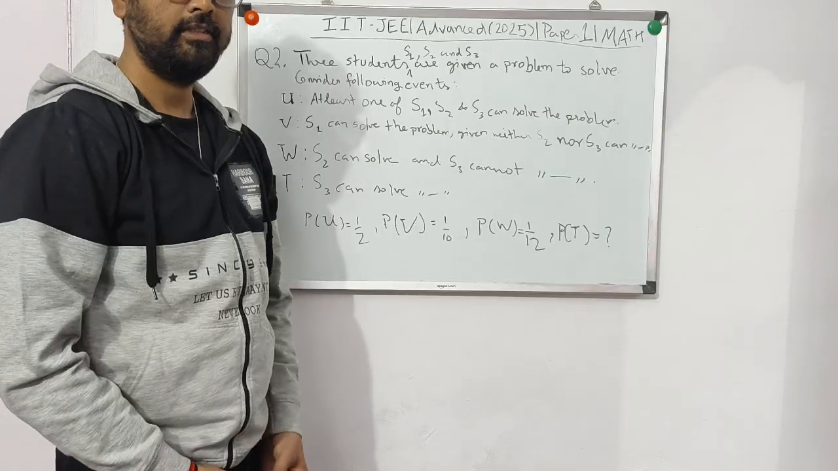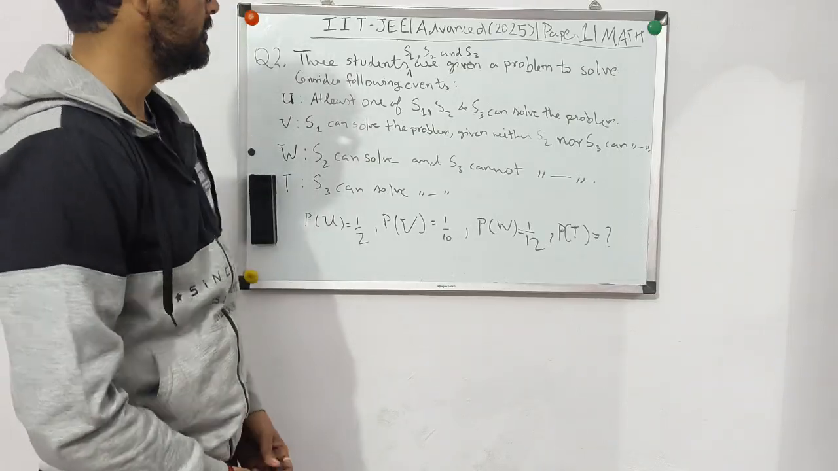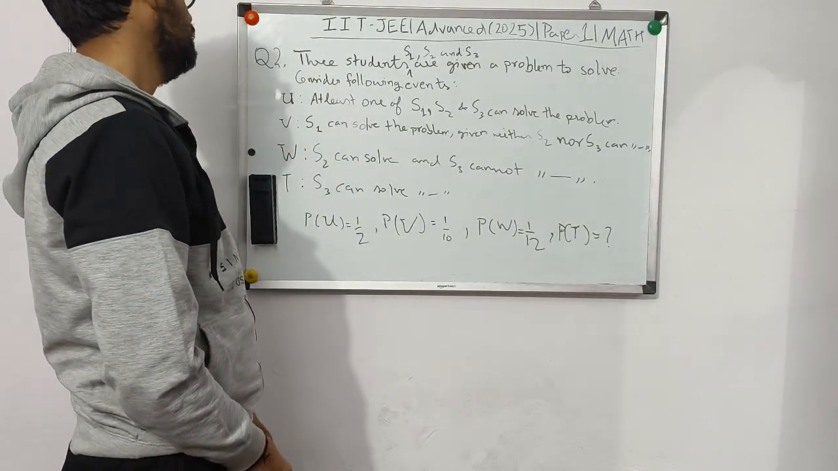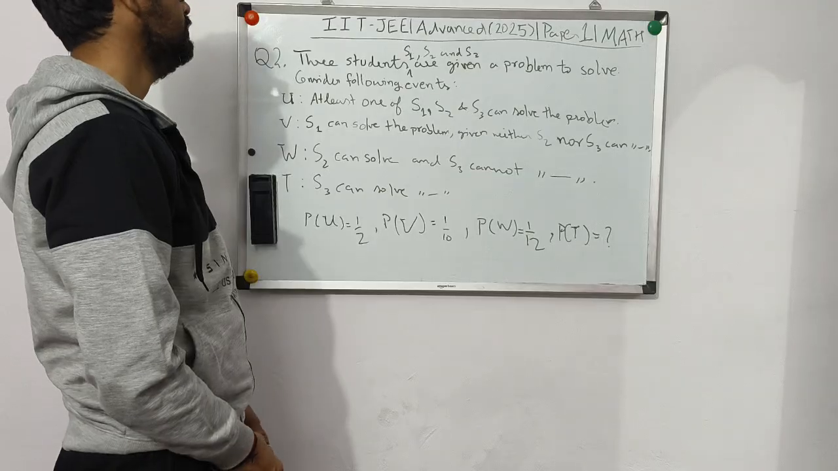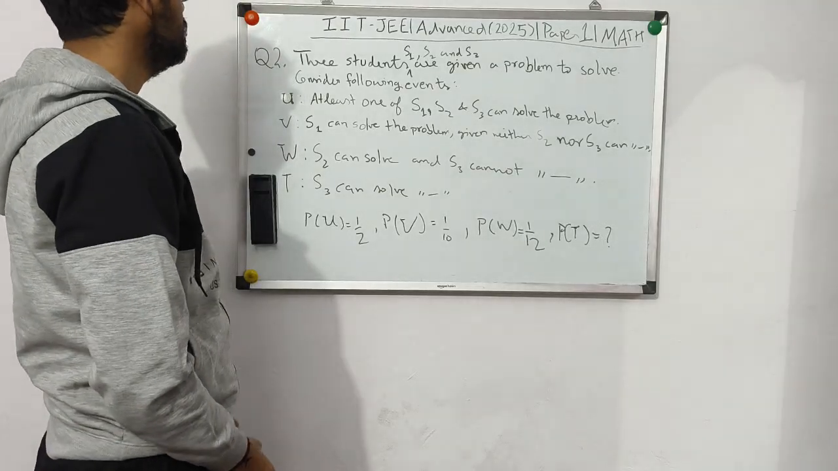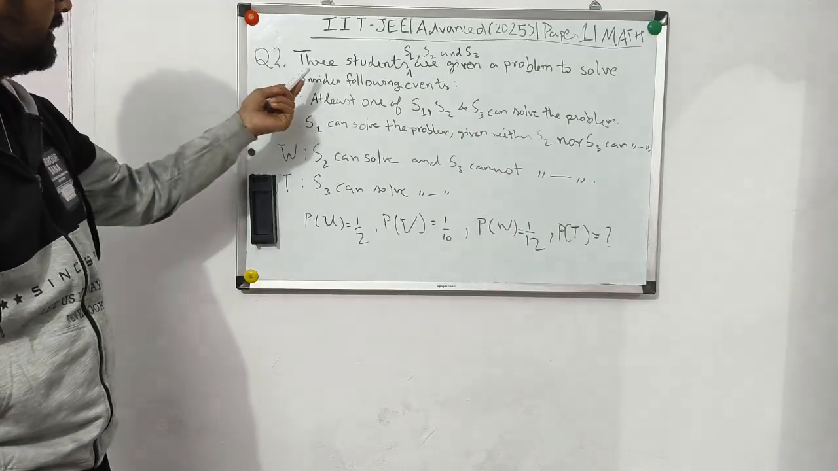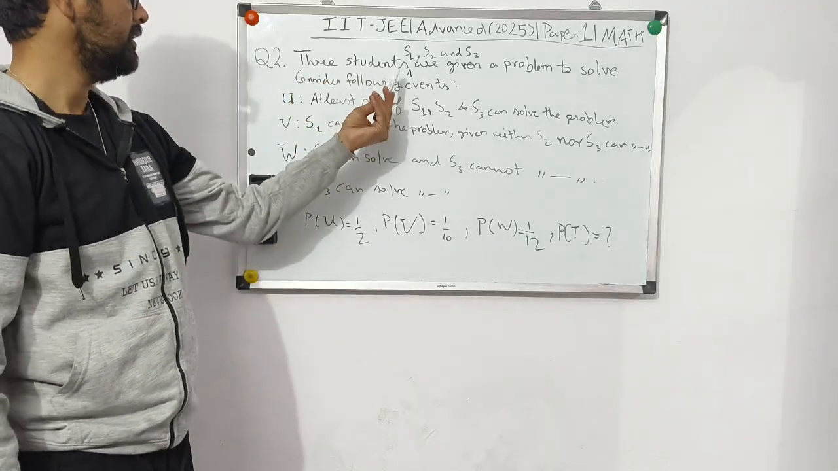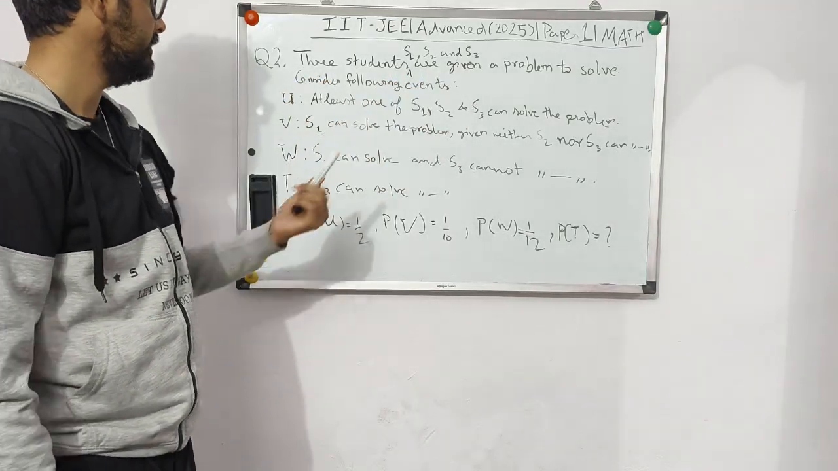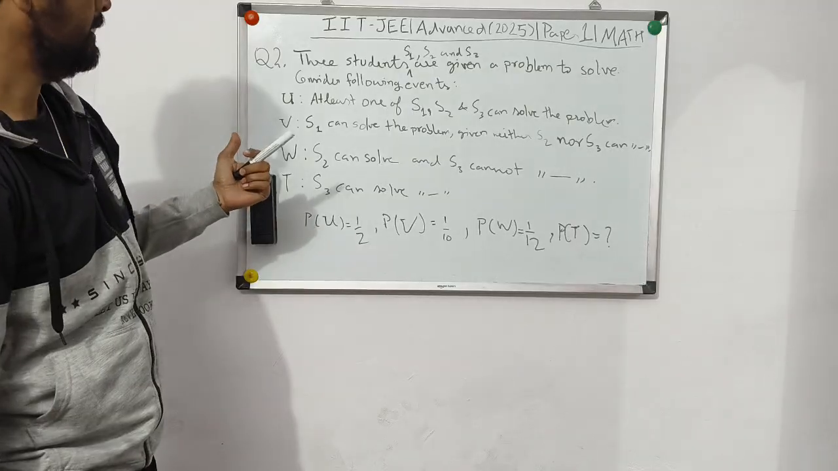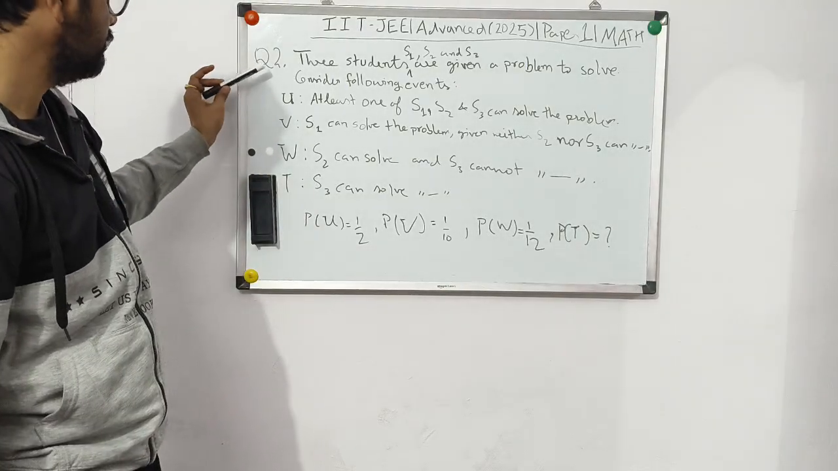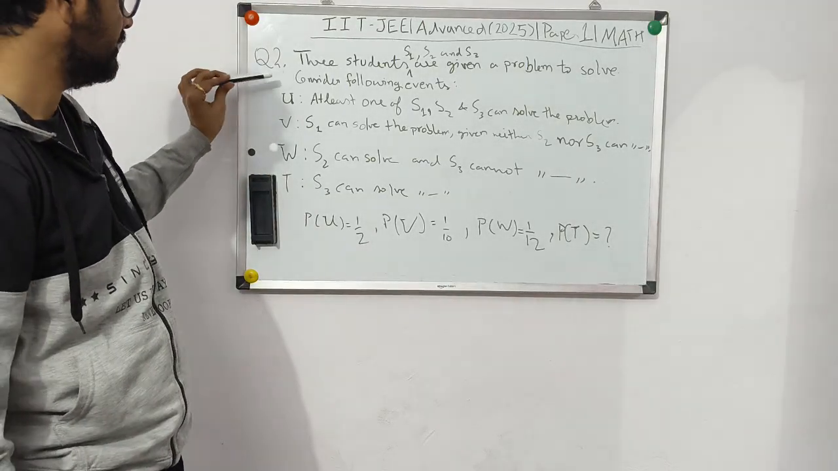Today we are going to solve the second question of the math paper of JEE Advanced 2025. The question is as follows. There are three students. Their names are S1, S2 and S3. And we are given four events to consider.